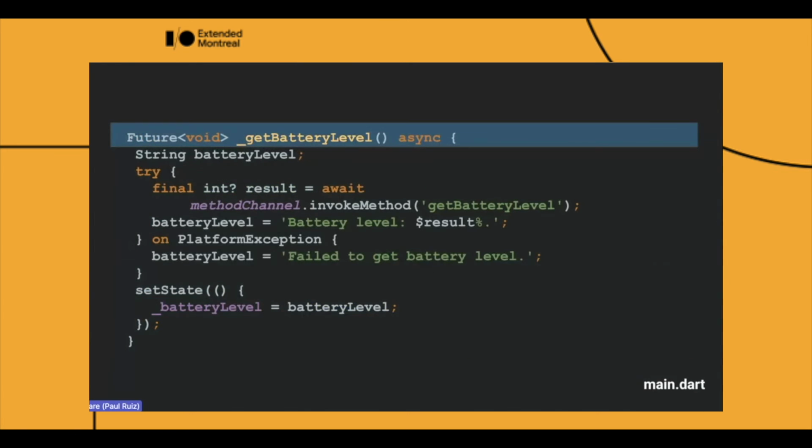Finally, we're going to want to implement our method channel from the Flutter side. We can do this by creating a new function from our Flutter code that will request the battery level from the underlying platform and then return it.